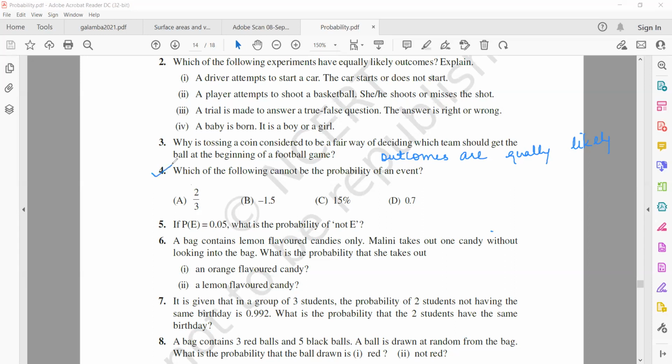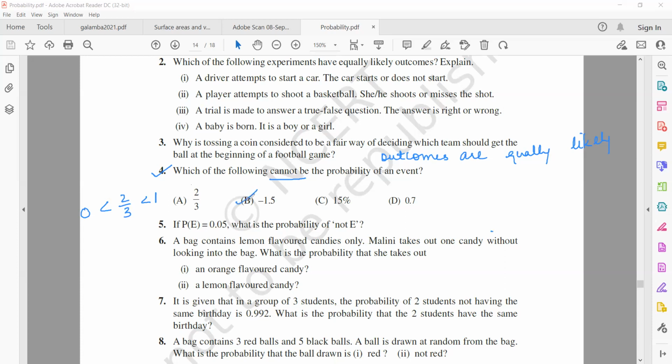Fourth, which of the following cannot be the probability of an event? Okay, so 2 by 3. What about this one? It can be. Yes, it can be. Why? Ma'am, it can be reduced to decimal form and it's less than 1. Yeah, as you can see, the numerator is smaller, so it is less than 1, right? So 2 by 3 falls between 0 and 1. And because it's a positive number, it's greater than 0. So it lies between 0 and 1. So it can be a possible probability.